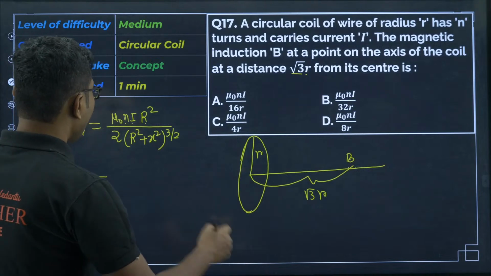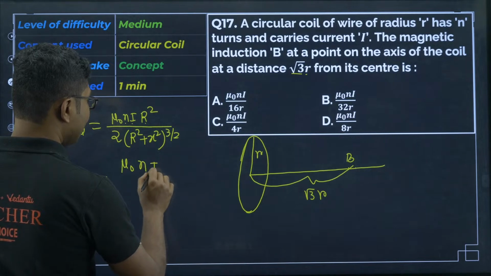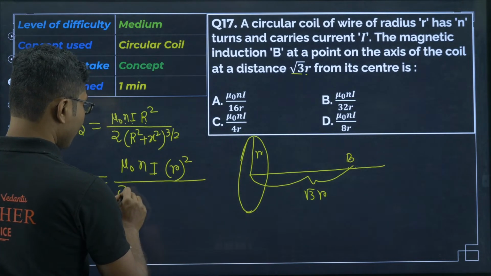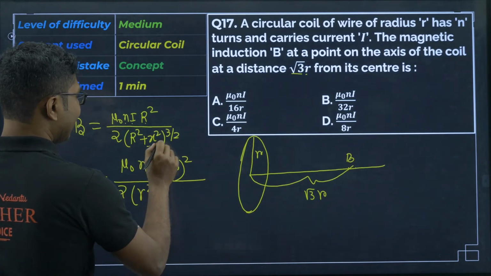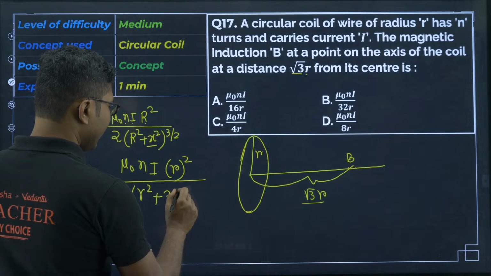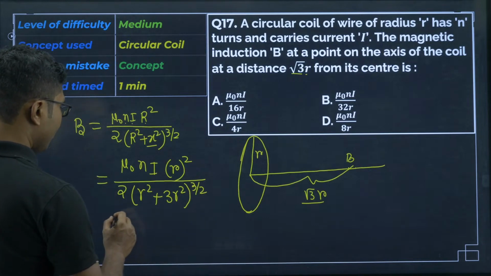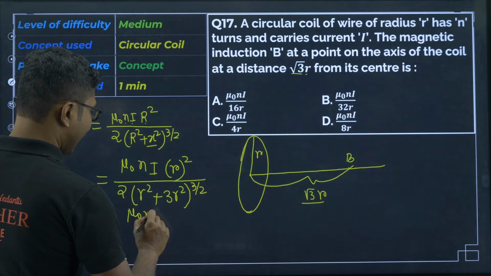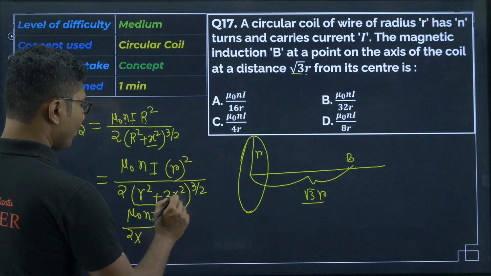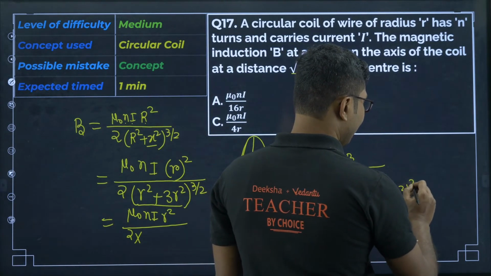So, what is the value? Mu naught is obviously not going anywhere, n is same, I is same, capital R is given as small r, 2 small r square, and the distance x is given root 3 r. Root 3 r whole square is basically 3 r square to the power 3 by 2, right. So, you have to put that value. So, mu naught n I r square divided by 2 into 4 r square to the power 3 by 2.